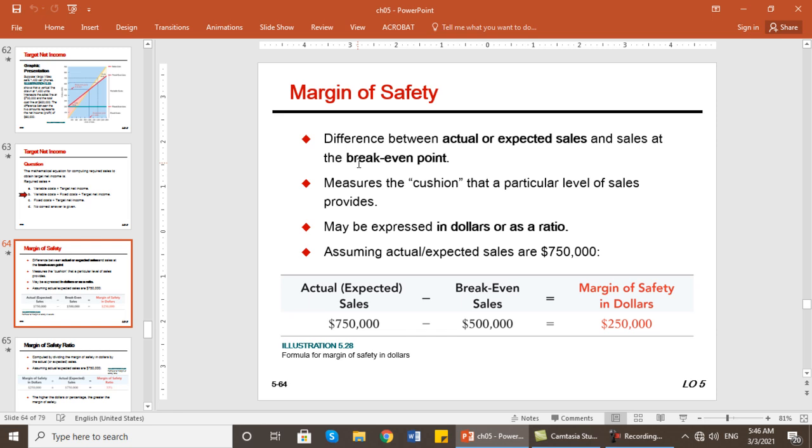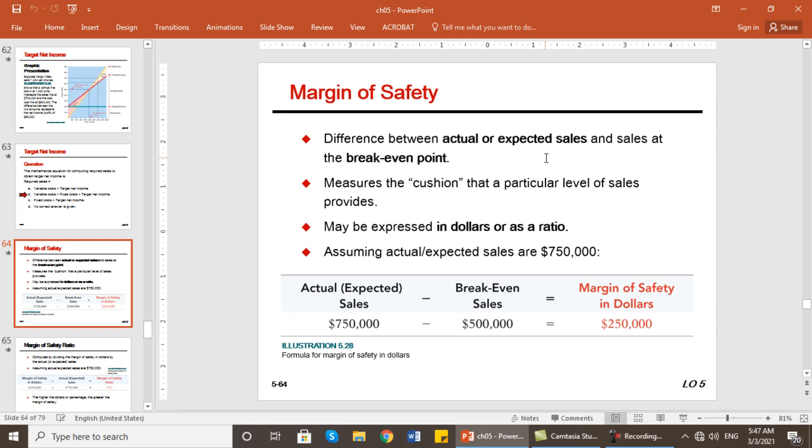Let us say that the break-even point is 60. So if you expect to get 80 points, the margin of safety is 20 points or marks. We can calculate it as a ratio, which is 20 divided by 80, or 25%. Again, with cost-volume-profit analysis, we can analyze margin of safety.